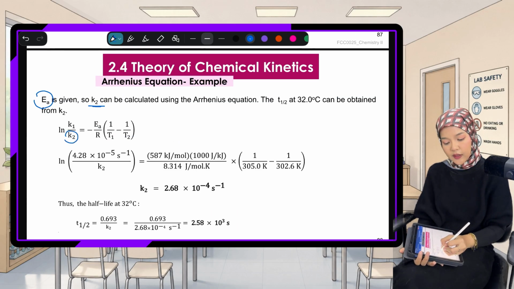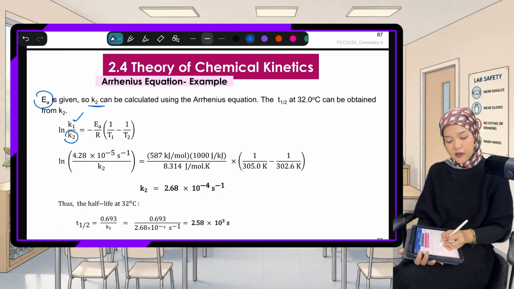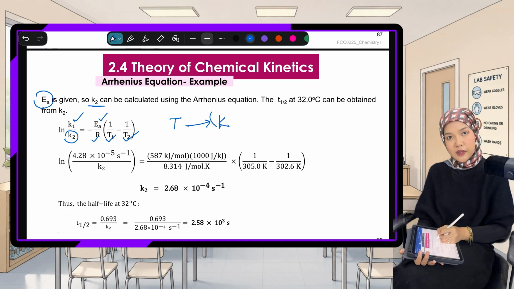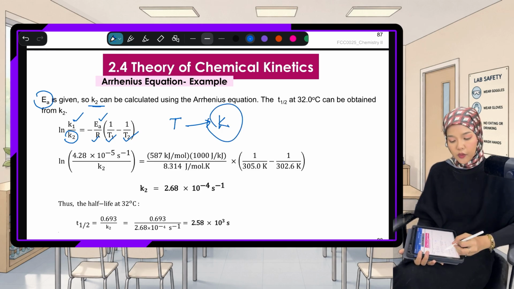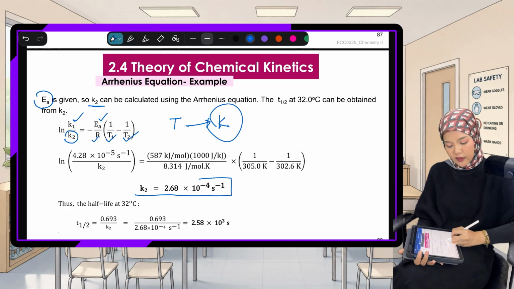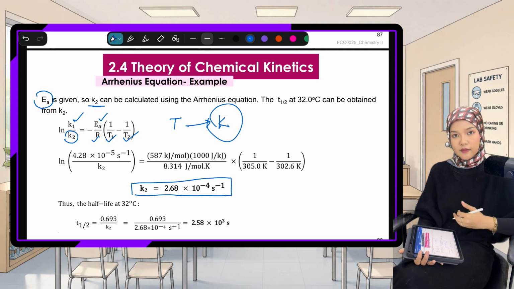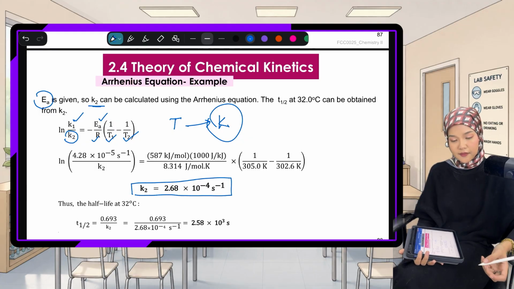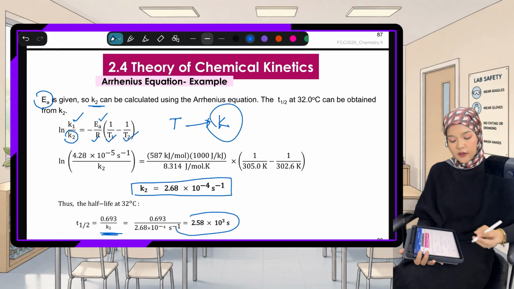Let us calculate for k2 first. k1 is given, k1 is calculated, activation energy is given, R is a constant, temperature 1 is given, temperature 2 is given. Remember, temperature must always be in Kelvin. When you substitute everything, you will get the k2 value here. If you know k2, you can find the half-life using this formula. So this is what you get.